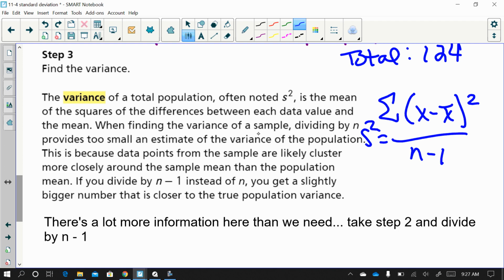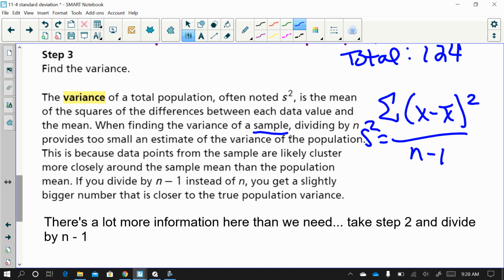So we are working with a sample, so we divide by n minus 1. When we work with a population, we just divide by n. Okay, so when finding the variance of a sample, dividing by n provides too small of an estimate. Okay, it's because the data points from the sample are likely to cluster more closely around the mean than the population mean. So if you divide by n minus 1, we get a slightly bigger number that is closer to the true population. Okay, sample, you divide by n minus 1. So basically, there's a lot more information here than we need.